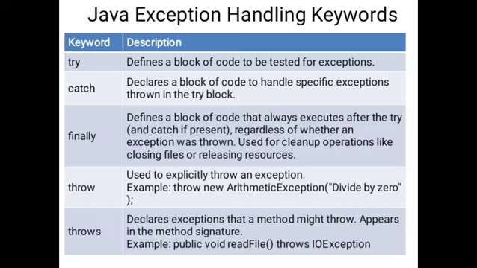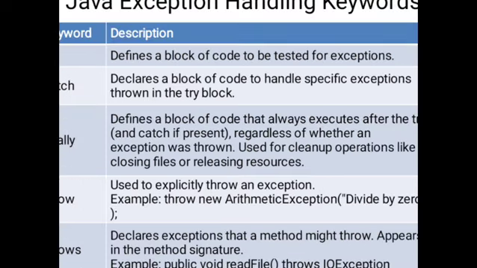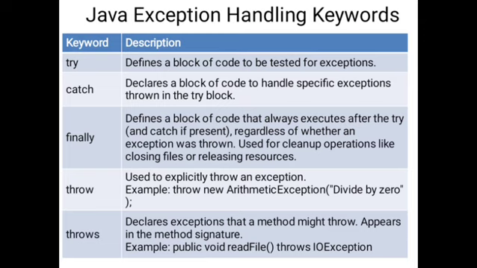Some of the keywords used in exception handling: try defines the block of code to be tested for exceptions. Another keyword is catch, which declares the block of code that handles the exception specifically. Sometimes there is an error value, so the exception handling functionalities are used. Try, catch, then finally, a block of code that always executes. Finally is used whether or not an exception occurs.